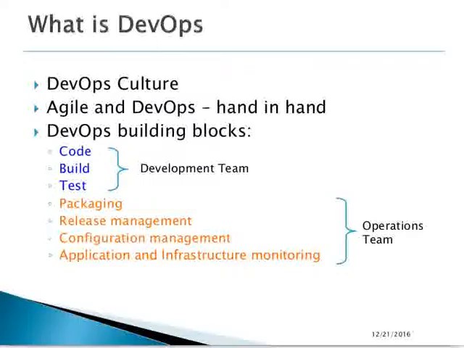DevOps does not refer to a single suite or application, but it actually encompasses different areas in the application lifecycle, like the code, the build, the testing, packaging or release management, configuration management and performance monitoring as such. If you look at the code, build and testing groups, we can refer to them as the development portion of DevOps, and the packaging, release management, configuration management and application performance monitoring groups can be referred to as the ops team. So both of them coming together forms DevOps.